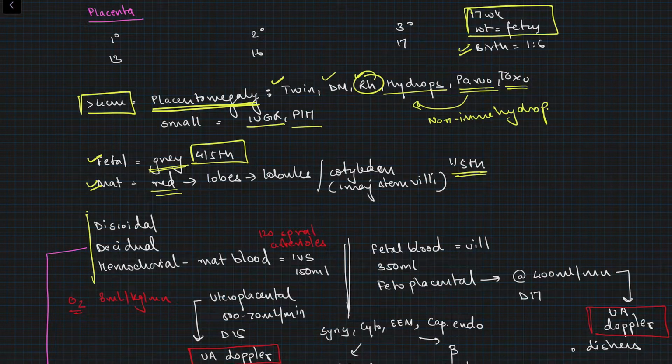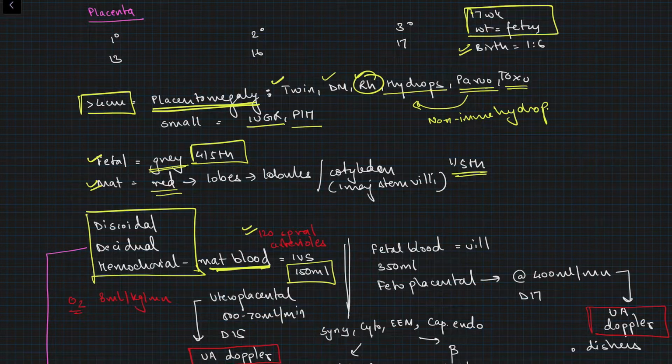Now, this question is asked in one form or the other, that the human placenta is discoid, decidual, and hemochorial, right? So, the maternal blood is in the intervillous space. There are 120 spiral arterioles and the amount is 150 ml. These are all fact-based questions, so you should just learn them, right? The uteroplacental flow is 500 to 700 ml per minute, and it is established by day 15. For uteroplacental flow, we check the uterine artery Doppler, and we can look for insufficiency or PIH, right?